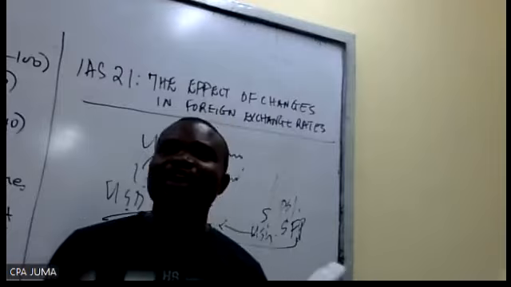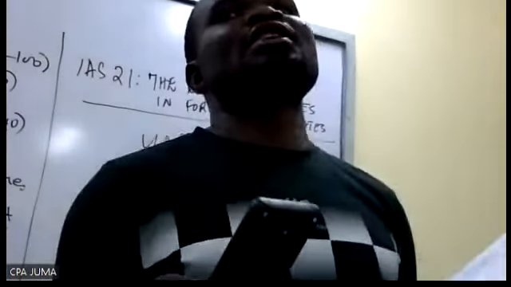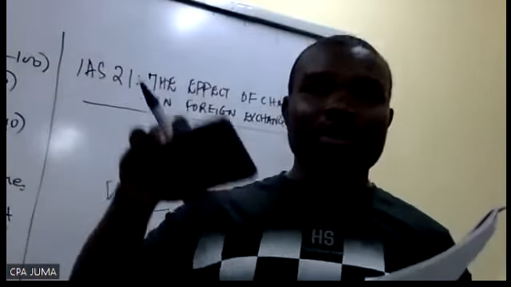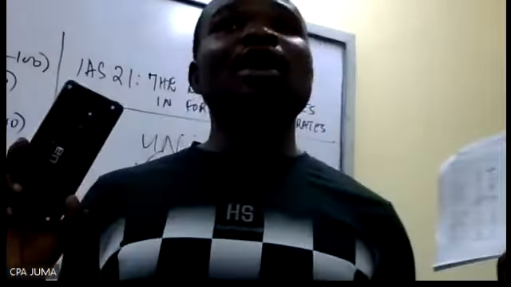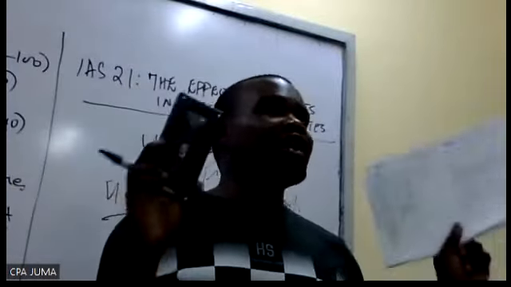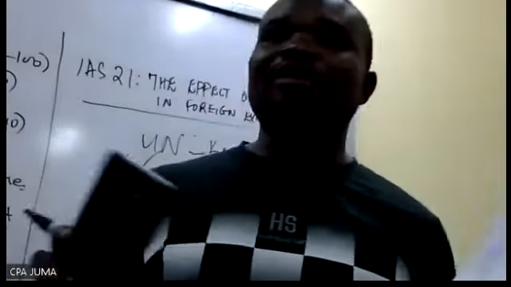Are you seeing the average? That average rate of 6 is the rate you will use for all income and all expenses. P&L: the P&L we translate at the average rate. The examiner will give us the average rate in the exam.